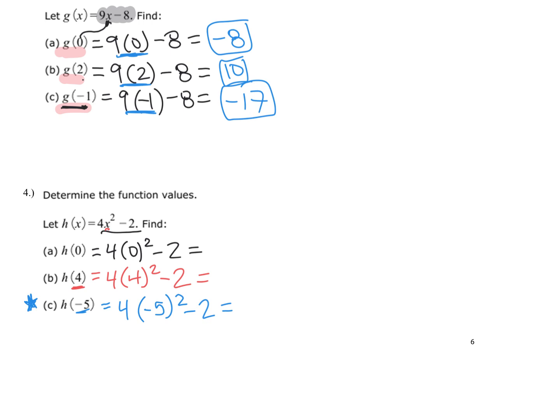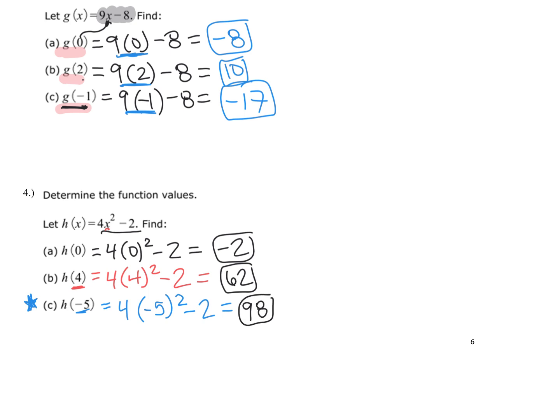All right? Okay, so when I do letter A, h at 0, I end up with negative 2. And then when I do h at 4, I end up with 62. For h at negative 5, I end up with 98.